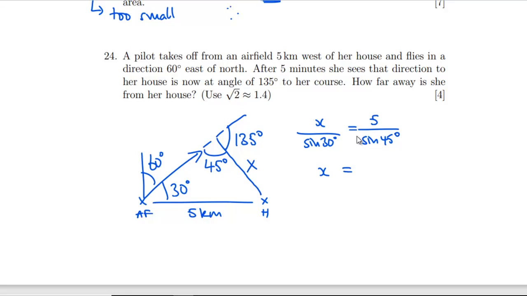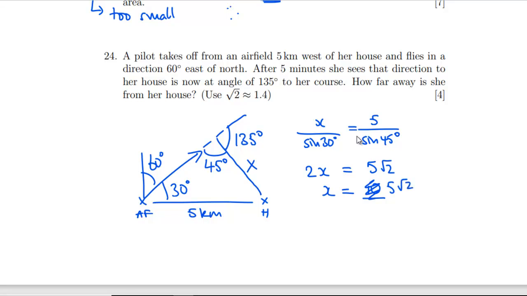Yeah, so I've done that right, no? So 2x is equal to 5 divided by 1 over root 2. So 5 root 2. 5 root 2. So x equals 10 divided by, what am I doing? No, not 10.